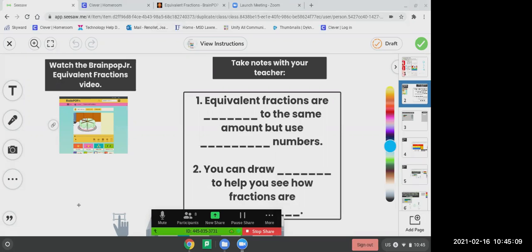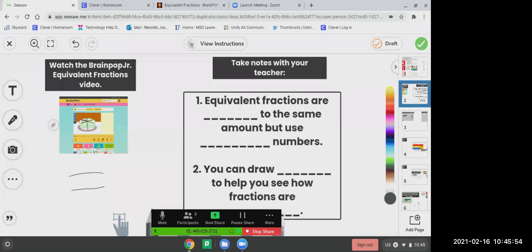Okay, let's go ahead and think about some of the things that we heard in the video about equivalent fractions. Sentence number 1 says, equivalent fractions are blank to the same amount, but use blank numbers. So what we heard in the video is that equivalent fractions are equal to the same amount, right? Thinking about our symbol for equal, but use blank numbers. They use different numbers.